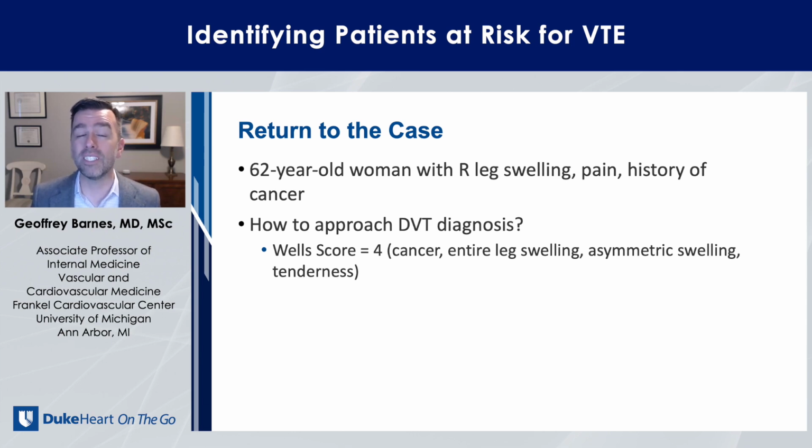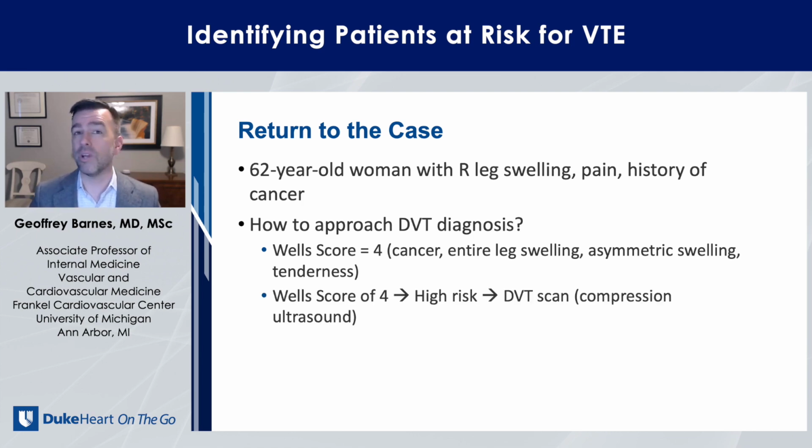Her Wells DVT score is actually higher risk. She has cancer, her entire leg was swollen, it was asymmetric, meaning one leg swollen more than the other, and she had tenderness. So that gave her 4 points. In this case, she's in the high-risk group. We do not want to go ahead with a D-dimer test. Instead, we should go straight to that DVT compression ultrasound test to look for any evidence of a DVT. I hope this has been helpful in your approach to diagnosing patients with DVT and PE.